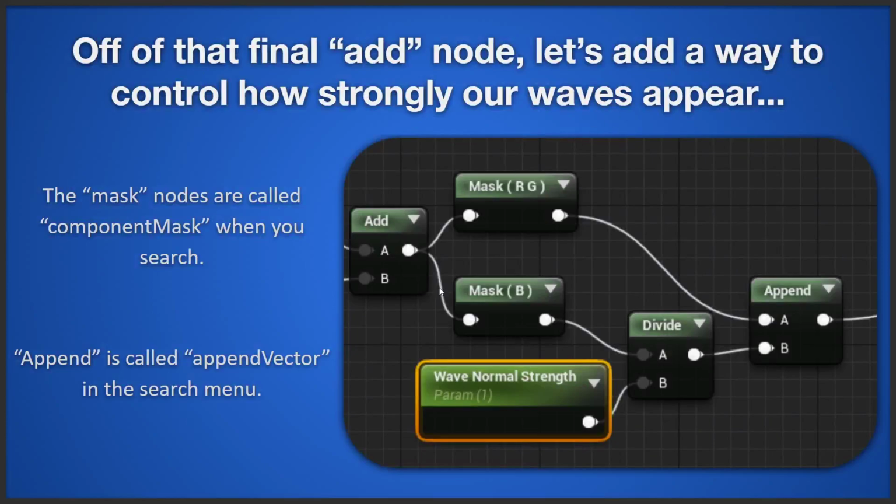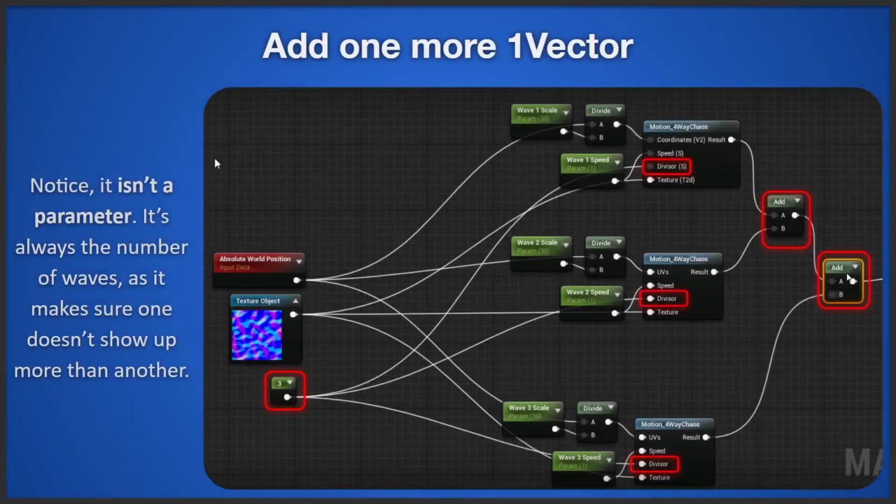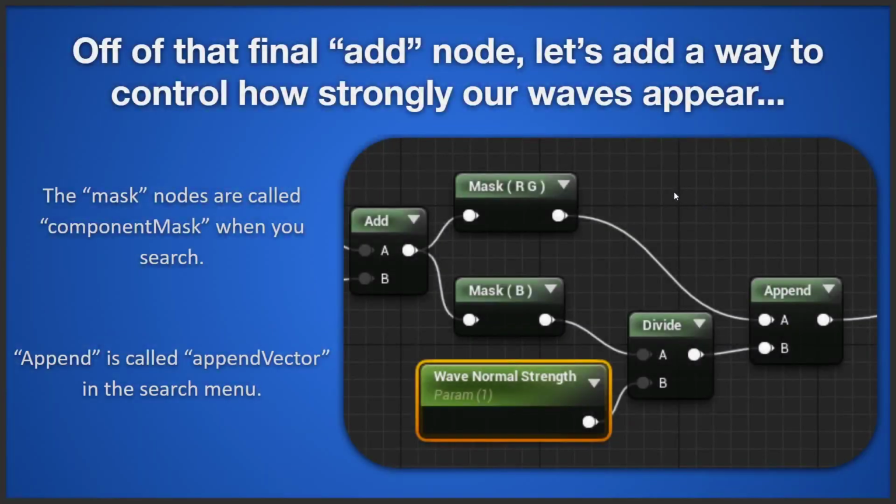And then off of that final node, this final add right here is the sum of 3 of these different wave generators that are just this texture being overlaid, but they're going at different speeds and different sizes. So off of that final node, we can add a way to control how strong our waves appear. What we do is we mask out the red and green value and the blue value. Red and green is describing how left or right a surface is pointing on a normal map. Blue is describing how up it's pointing.